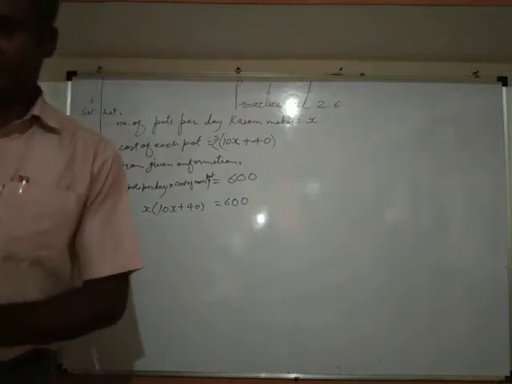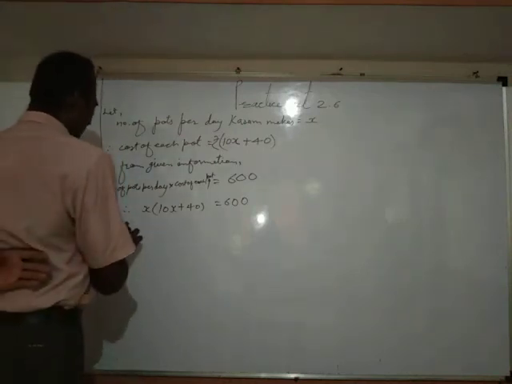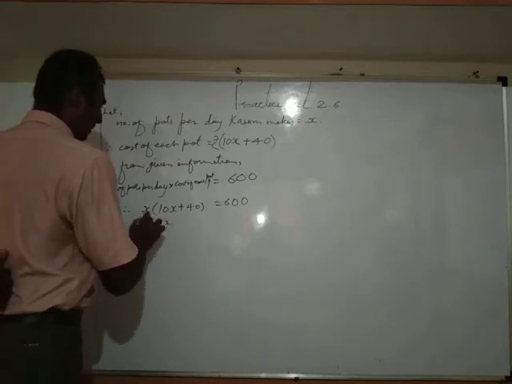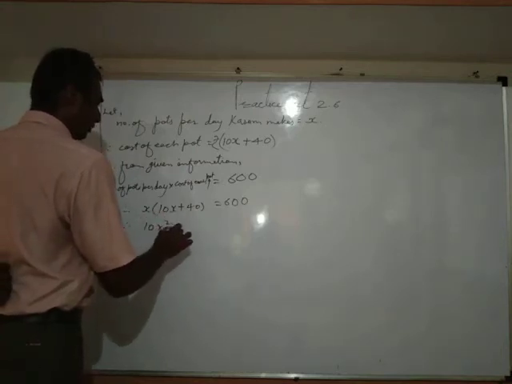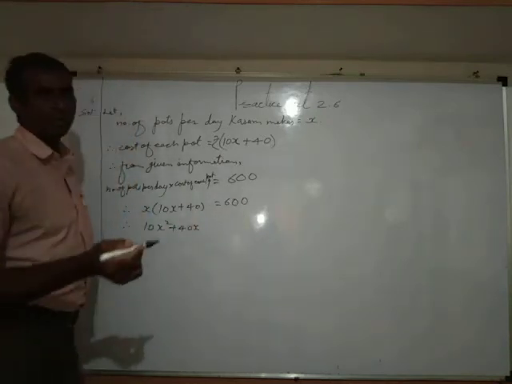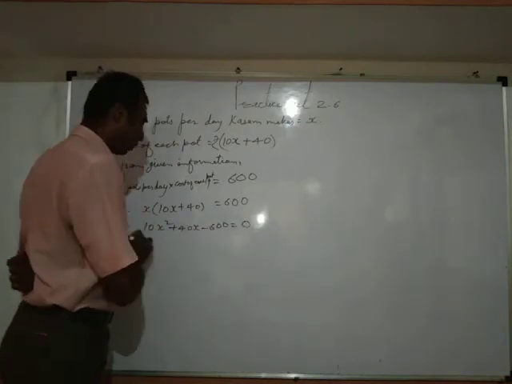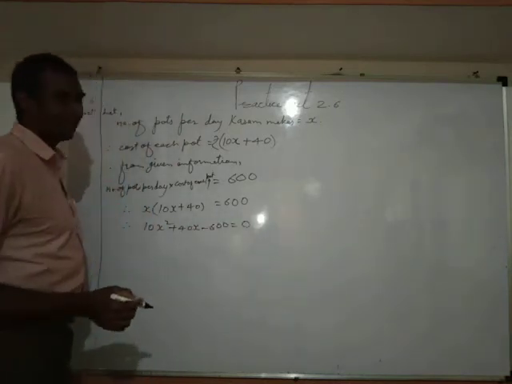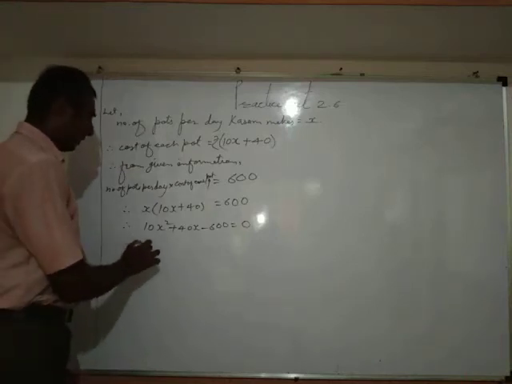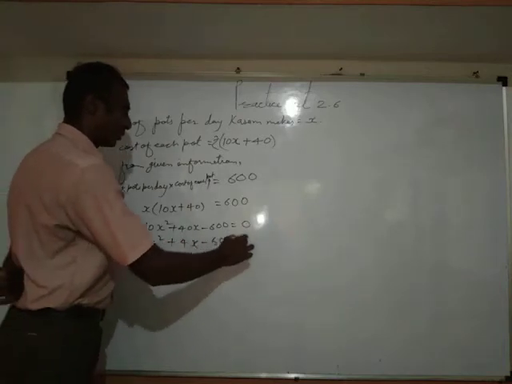Now let's simplify this equation. Therefore it will be x into 10x gives us 10x square, x into 40 gives us plus 40x. On transfer of 600 from right to left, we get minus 600, that equals 0. The equation is completely divisible by 10, that's why dividing both sides by 10 we get x square plus 4x minus 60 equal to 0.